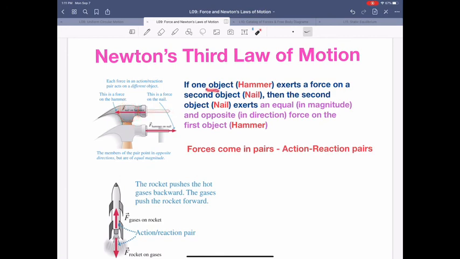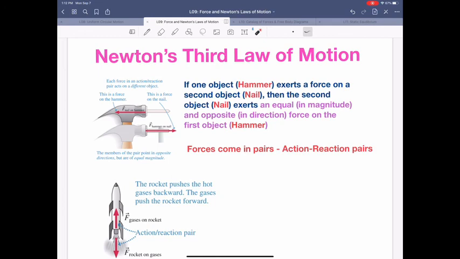So if one object, in this case the hammer, exerts a force on a second object, which is the nail, then what Newton's third law says is that the nail is also exerting a force on the hammer, and that force is equal in magnitude. So here are the two arrows. This is the force that the hammer exerts on the nail, and the nail exerts a force of equal magnitude but in the opposite direction on the hammer. That's what Newton's third law says.